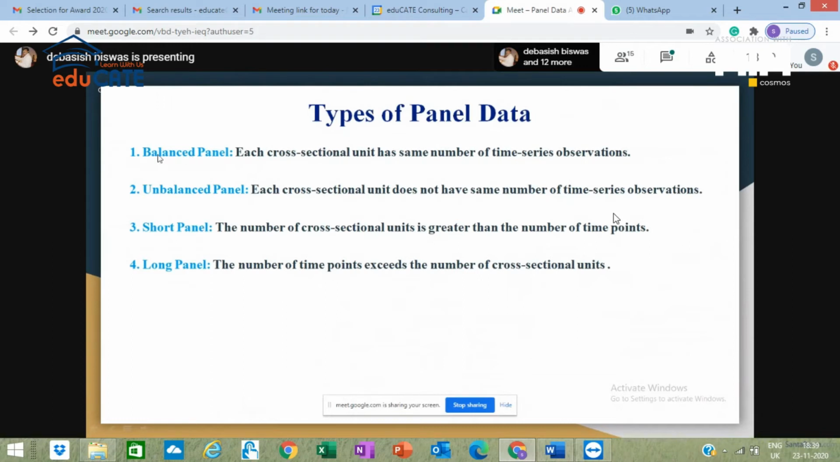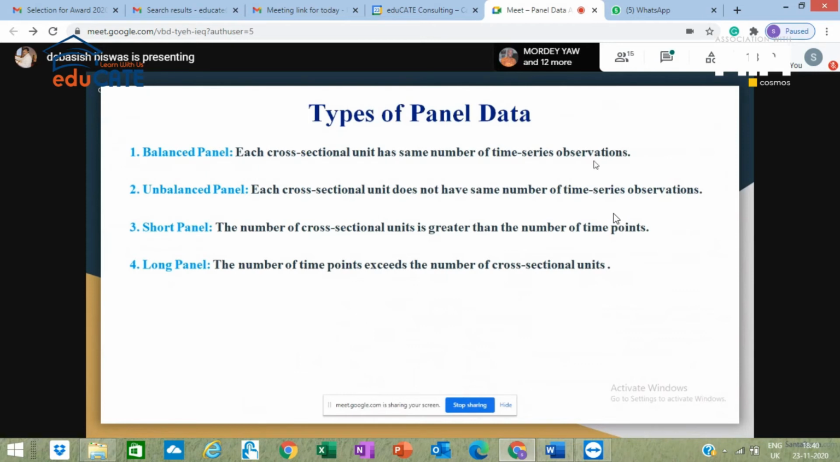The first is called balanced panel. And what is a balanced panel? The condition is each cross-sectional unit has the same number of time series observations. Think about the first example. Suppose we are considering 17 states, and for all states we have considered 3 periods. So that is your balanced panel.